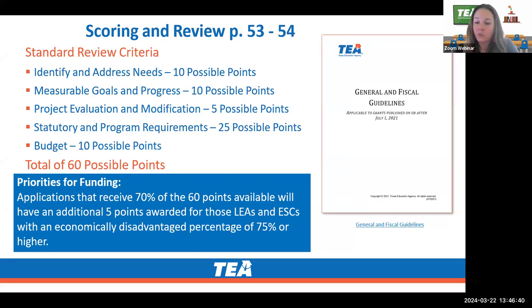And then just want to highlight the priorities for funding that we are looking at. So this is applications that receive 70% of the 60 points available will have an additional 5 points awarded for those LEAs and ESCs with an economically disadvantaged percentage of 75% or higher. Again, if you're wanting to find that information, if you have an economically disadvantaged percentage of 75% or higher, you can find that in the eligibility list that we reviewed at the very beginning of the webinar.